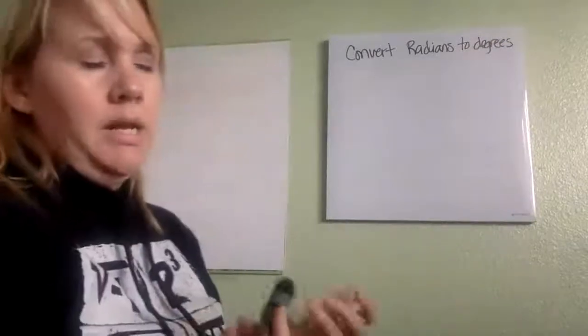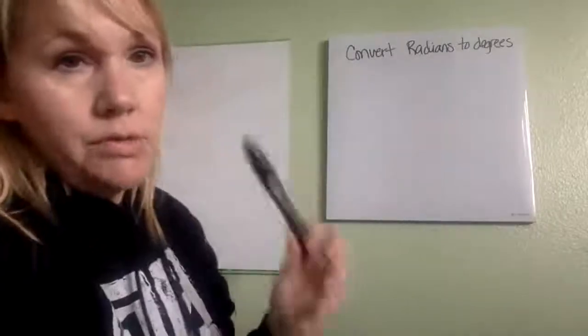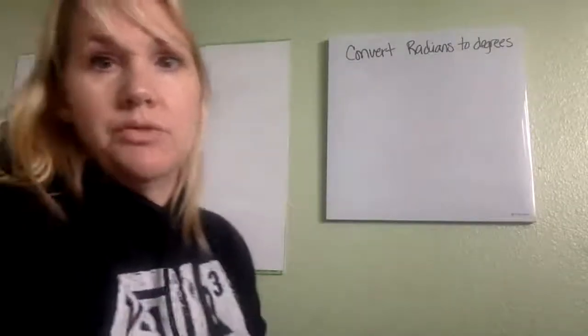So what is a radian anyway? If we're going to convert from radians to degrees or from degrees to radians, it would be helpful if you knew what it was, right?